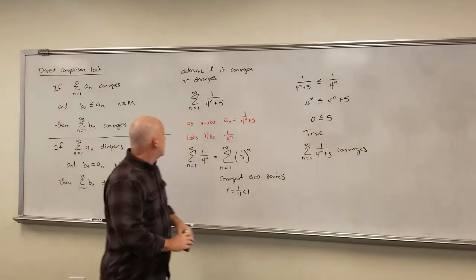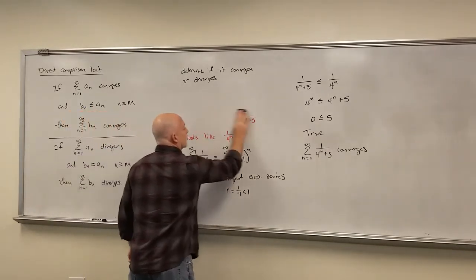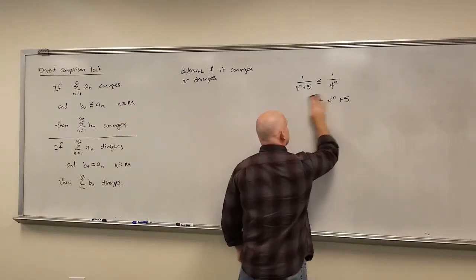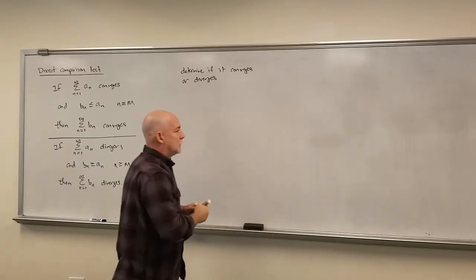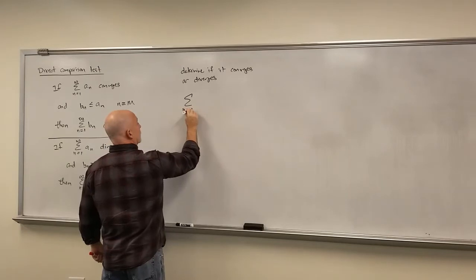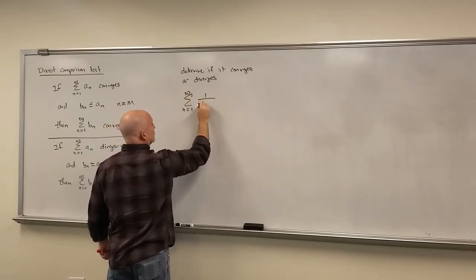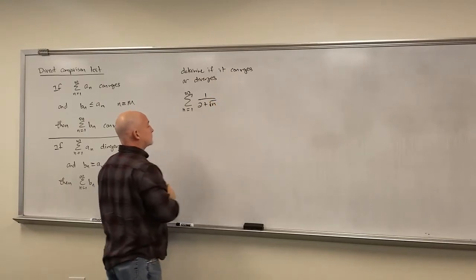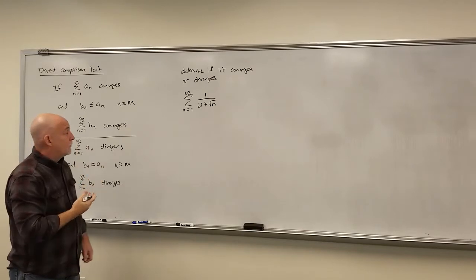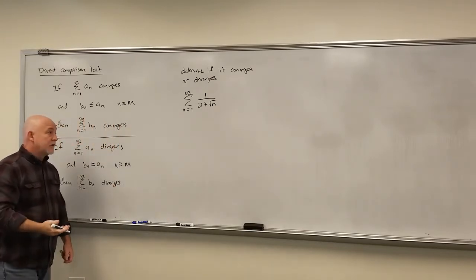All right, let's try another example here. Same directions, but we're going to run into a few problems on this one. Let's do the sum from n equals 1 to infinity of 1 over 2 plus the square root of n. If we're going to do the direct comparison test or any comparison test, we need to determine whether or not we think that this is going to converge or diverge.